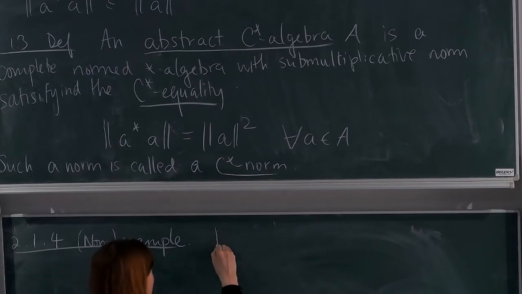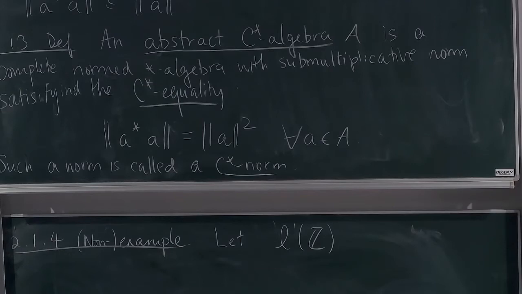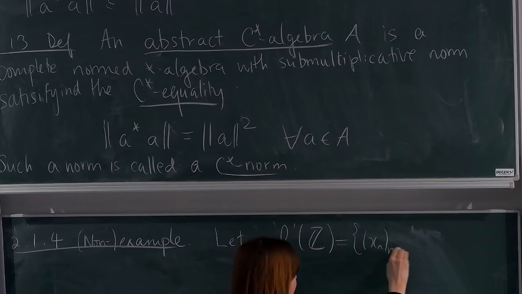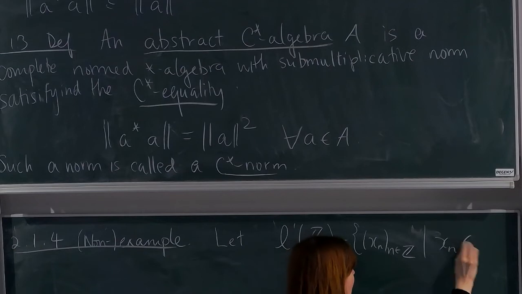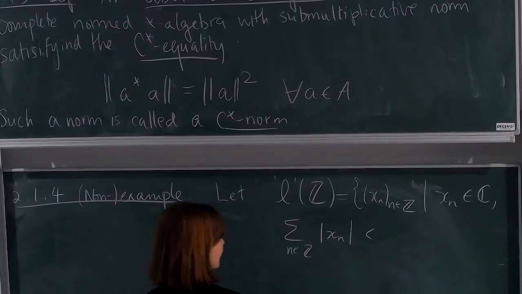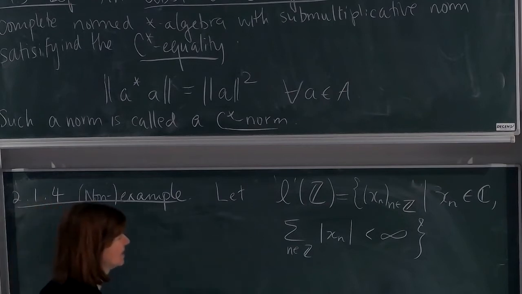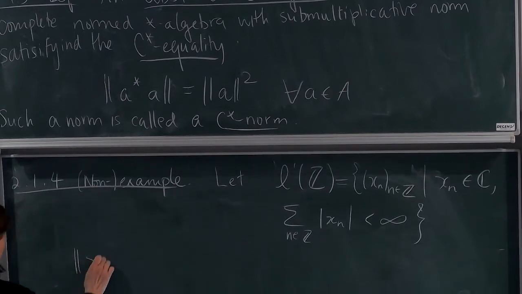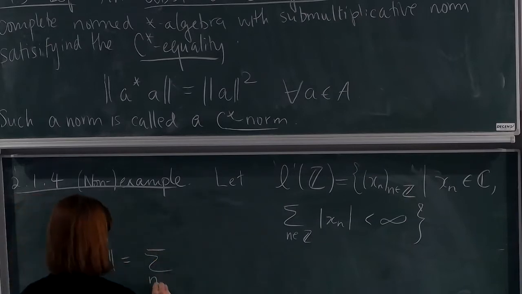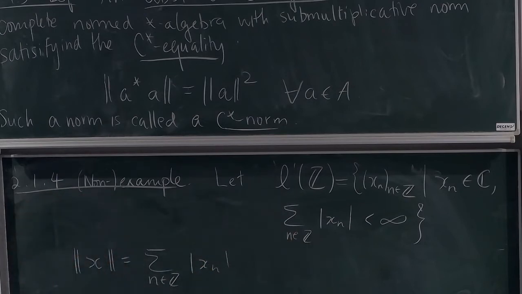Okay, so little l^1(Z) will be the set of sequences indexed by Z such that the sum over n of the absolute value of x_n is finite. And we can give this a norm, which will be just exactly this sum here, which is of course finite by definition. Call this the one norm.